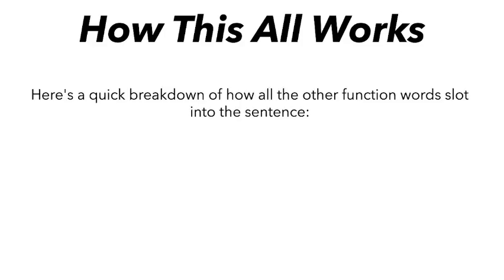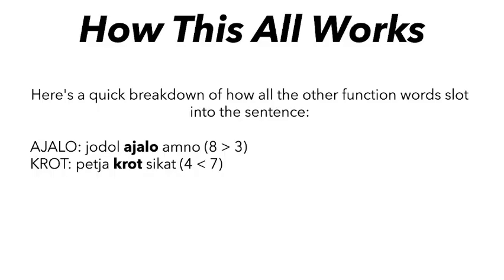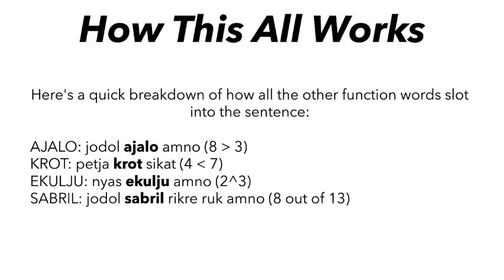And here's a quick breakdown of how all the other function words slot into the sentence. So ayalo, as in more, greater than. Yodol ayalo amna. 8 is greater than 3. And krot, for less than. Petya krot sika is 4 is less than 7. We've got ekulyu, which is to the power of, in this case 2 cubed, nyas ekulyu amno, 2 to the power of 3. Sabria, this is the out of, yodol sabria rikre amno, which is 8 out of 13.